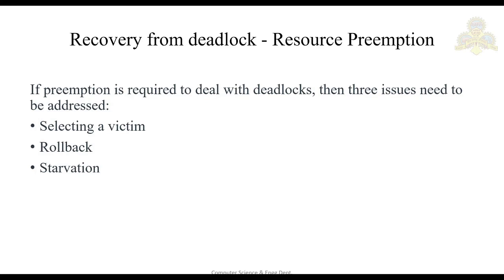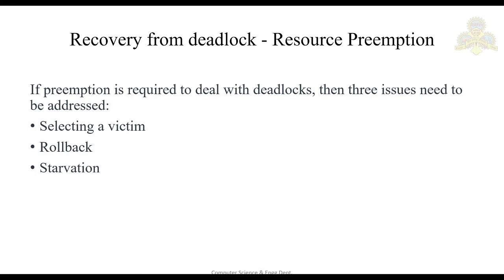Then we have rollback. So if we preempt a resource from a process, if we forcefully take a resource from a process, what should be done with that process, we have to understand here. Whenever you take back a resource from a process, it cannot continue with its normal execution, right? Why? Because it is missing some resource which it needs. So we must roll back the process to some safe state and restart it from that state. That means, say suppose there is process P1 and resource R1 is allocated to it. Suppose you have to forcefully take back the resource R1 which was given to that process P1.